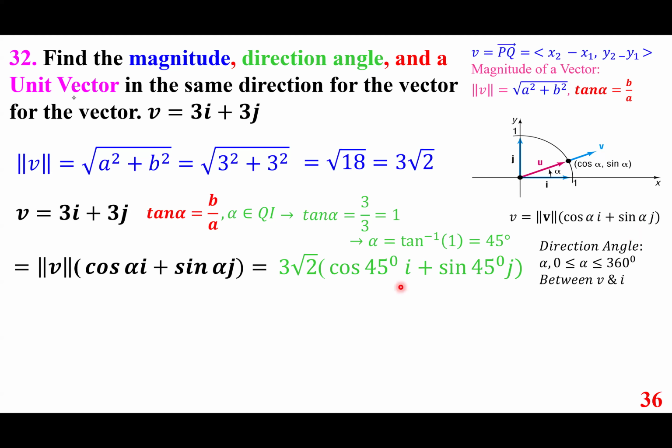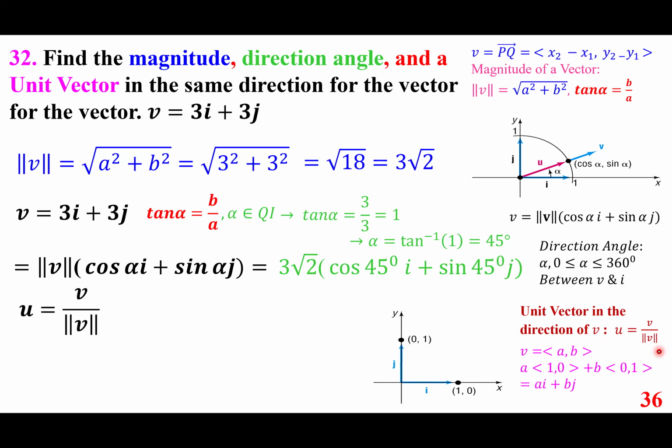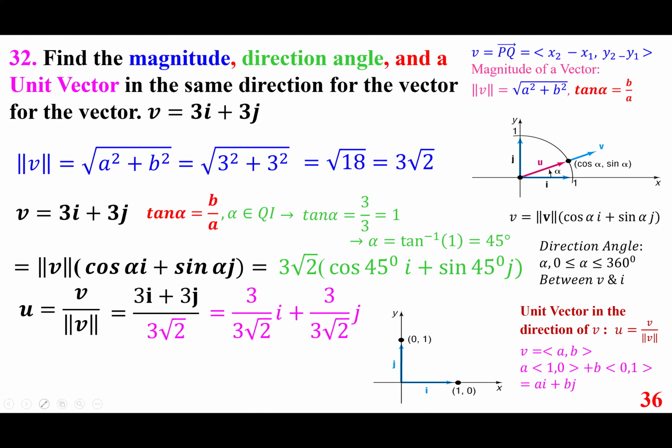We want the unit vector in the same direction. All you have to do, divide this one or this one, doesn't matter, it depends on how you want it, by its magnitude. So unit vector is the vector divided by its magnitude. So we're going to divide this by its magnitude. So we have the vector and the magnitude is this. So we can get rid of the 3. And we get 1 over square root of 2, 1 over square root of 2 is the same as square root of 2 over 2.